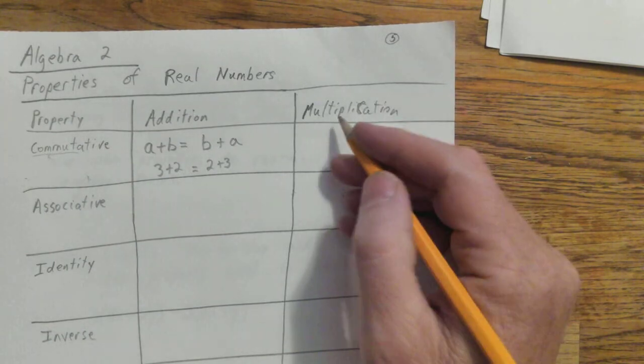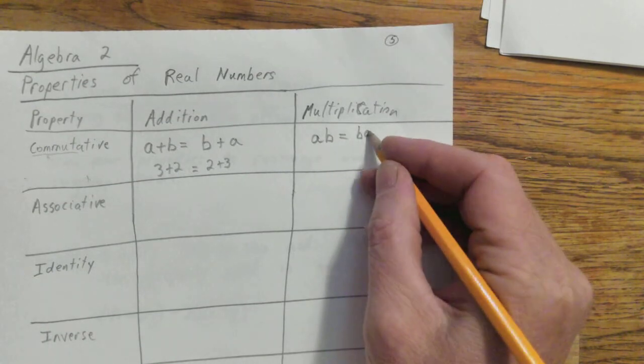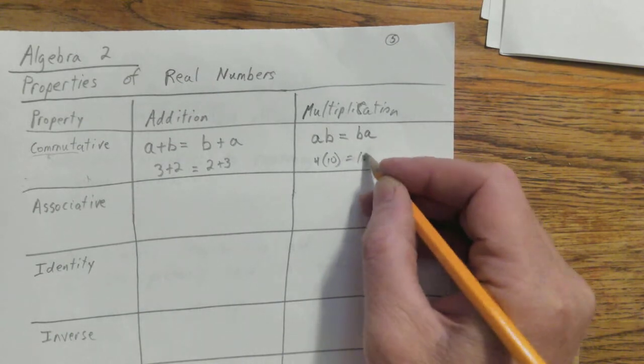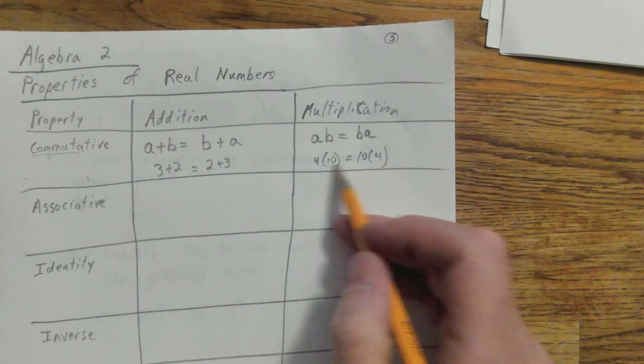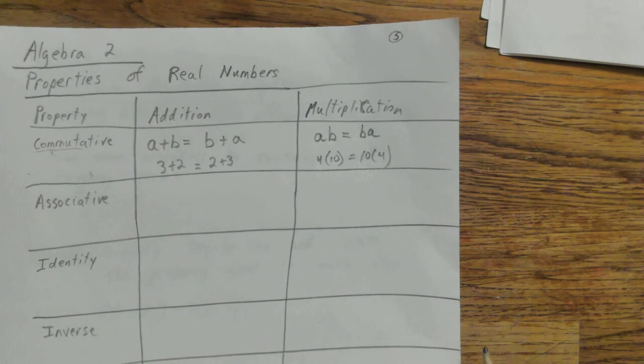Multiplication. Just simply a times b is equal to b times a. So 4 times 10 is equal to 10 times 4. Both of them, this is a specific example. Doesn't matter which comes first when you're multiplying.